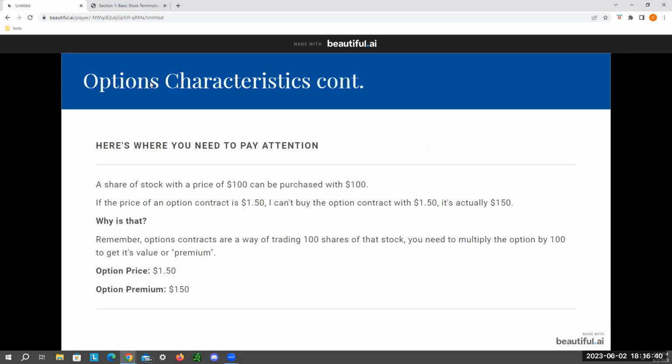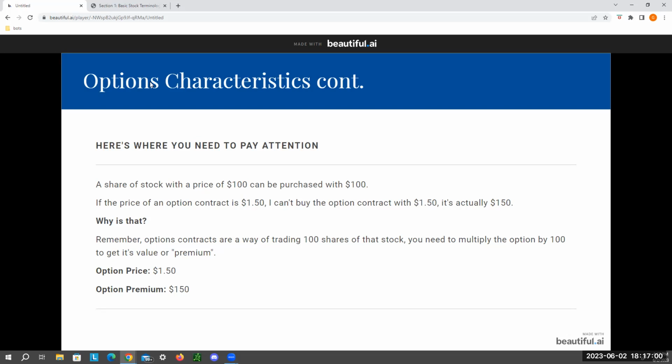Here we keep going. Pay attention here, because this is where some people get confused. They don't understand why options are priced the way they are. We're going to get into how options are priced in day 2, which might be tomorrow, Monday. But it's very, very simple.